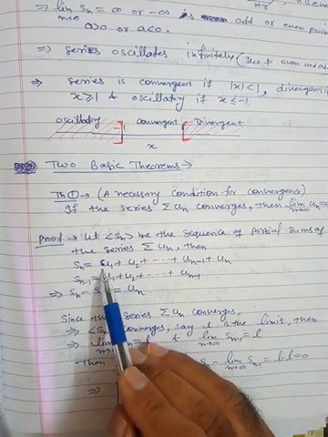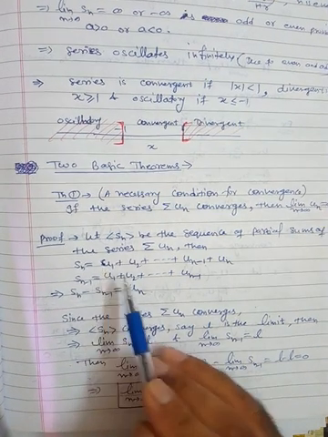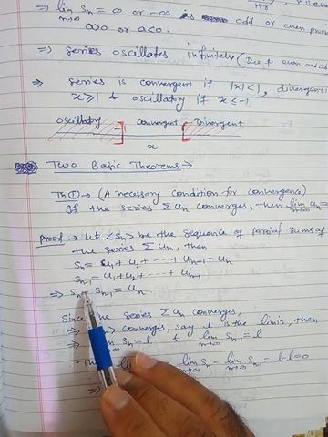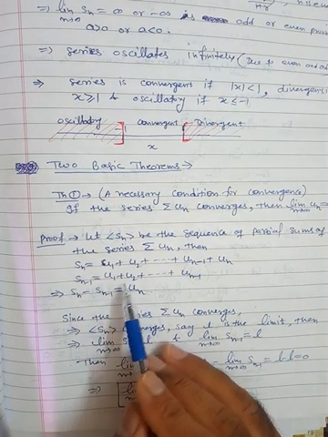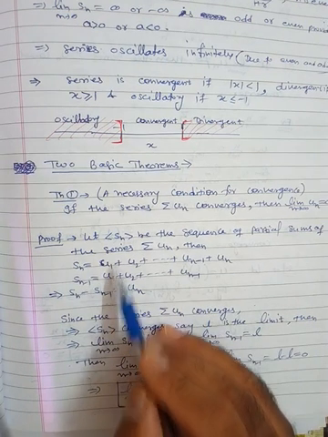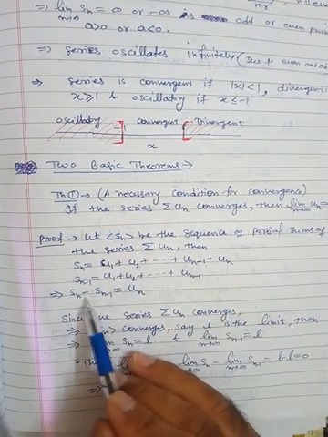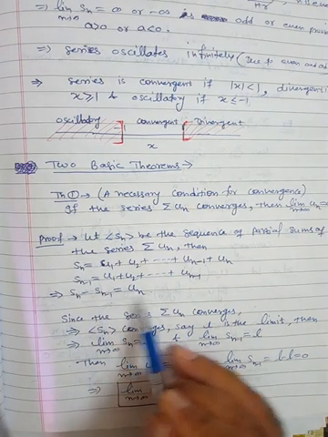Similarly, Sn minus 1 will be what? The sum of the initial n minus 1 number of terms, so u1 plus u2 plus ... plus un minus 1. Now take the difference of these two. What will we get? We will get only un. So Sn minus Sn minus 1 is equal to un.